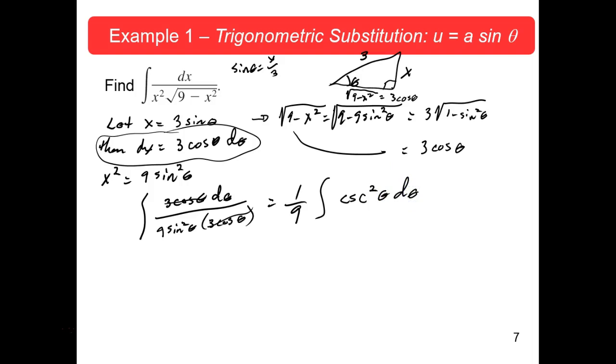Okay. Now, this is one you probably don't think of often. Is cosecant squared theta a perfect... Is that a derivative of anything? What about if that had been a secant squared theta? Is that a derivative of anything? What's that a derivative of?